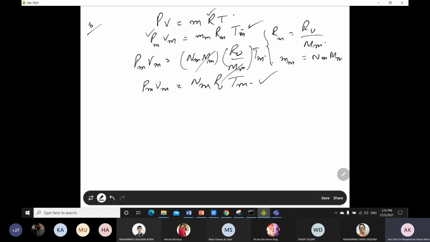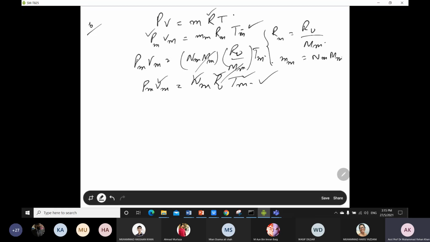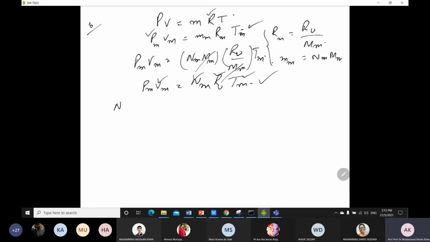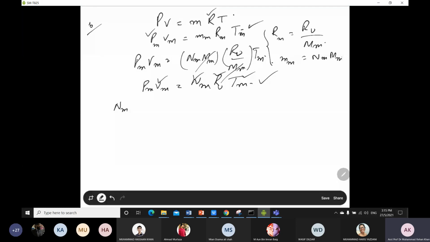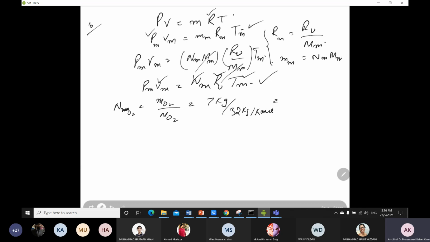So in this question, we do not have the value of Nm with us. The Ru value we can find easily in table A1, and the Tm value we have already found in part A. Pm is also unknown to us. So first we have to find the number of moles of each individual component. Number of moles of O2 is equal to mass of O2 over molar mass of O2. The mass of O2 is known from the question, 7 kg, and the molar mass of O2 is 32 kg per kilomole. If you divide these two terms, it will be equal to 0.219 kilomole.